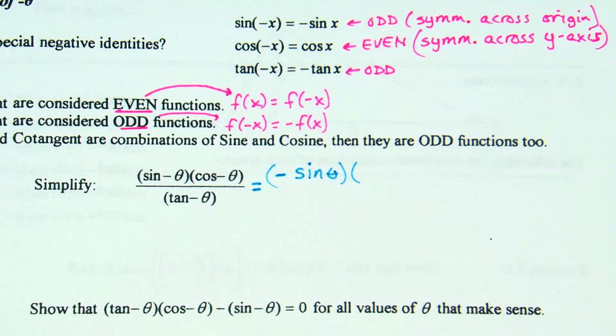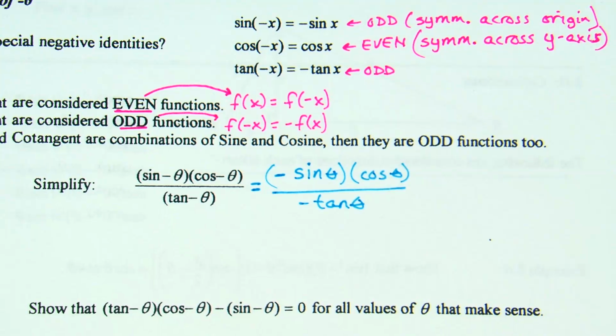Tangent of negative theta? Negative tangent theta. Okay. Obviously, you can't stop here. You go as far as you can go. Thoughts? I would change tangent to sine over cosine. Keep in mind, it's dividing by tangent. So it's dividing by sine over cosine, which is then going to be multiplied by the reciprocal.